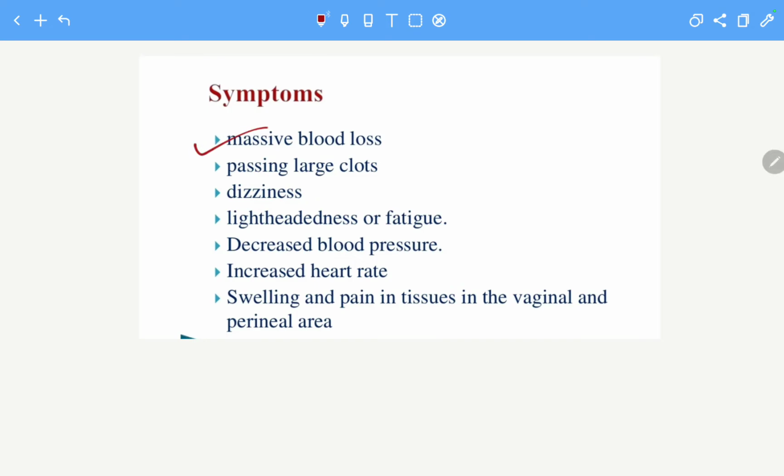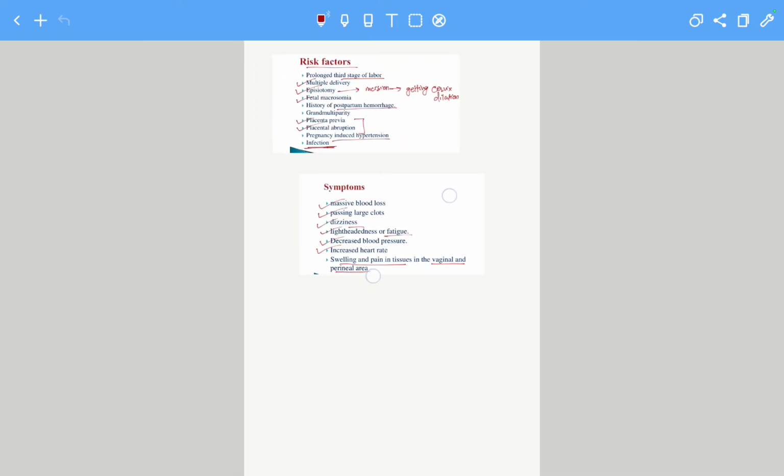Okay, what are the symptoms, how we can know that this is the case of PPH? So there would be massive blood loss, passing of large clots, dizziness, lightheadedness or fatigue, decreased blood pressure, increased heart rate, right, swelling and pain in tissues in the vaginal and perineal area. Okay, these are the symptoms, right. You will feel that a lot of blood loss is happening after delivery, or a lot of clots are coming, or there is dizziness, or fatigue, or blood pressure is decreasing, or heartbeat is increasing, all these are the symptoms of PPH. Okay, all these are the symptoms of PPH.